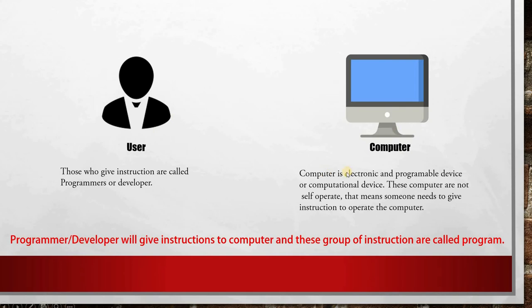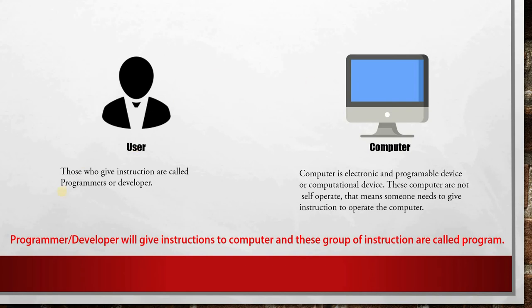This is like you and me. What is computer? Computer is an electronic and programmable device or computation device. These computers are not self-operate. That means someone needs to give instruction to operate the computer. So computer cannot operate itself. Someone needs to give instruction to computer so that it can start operating.